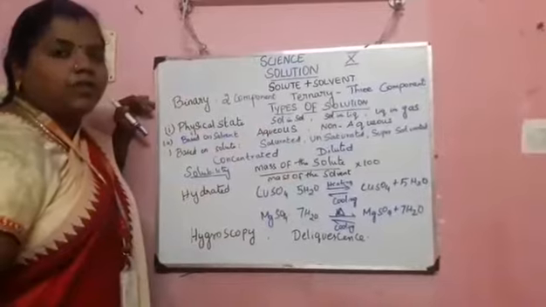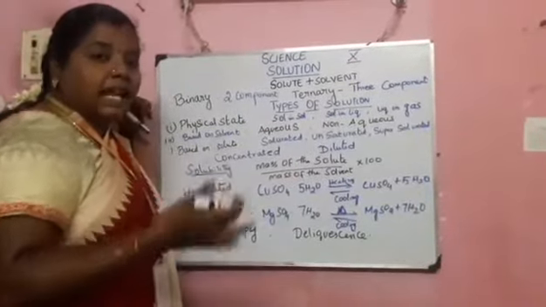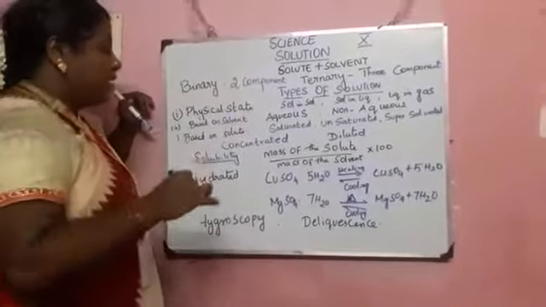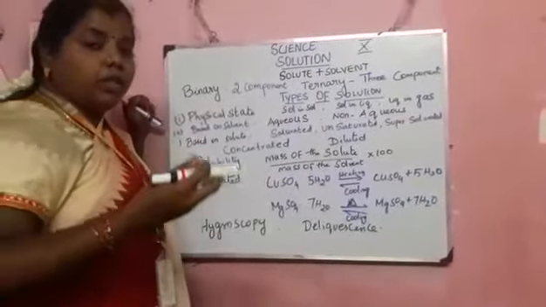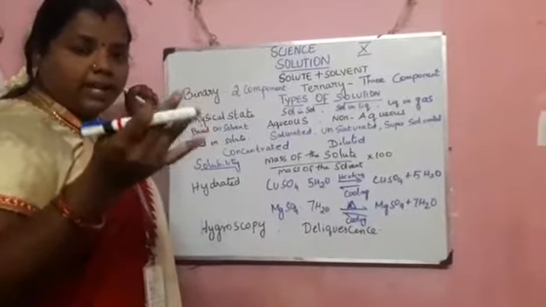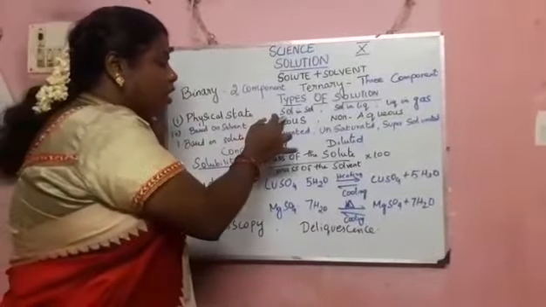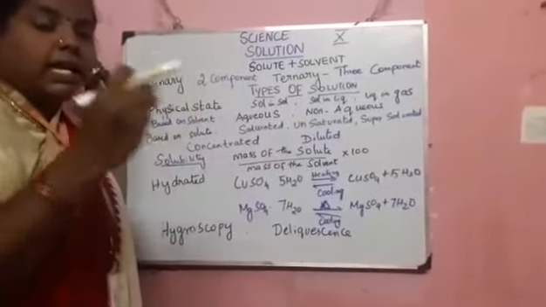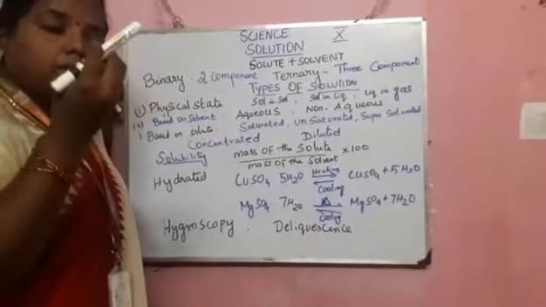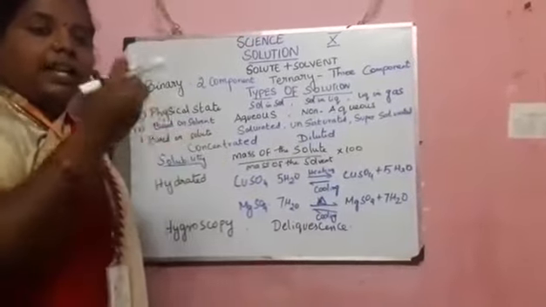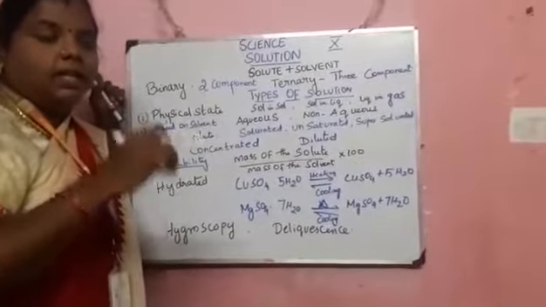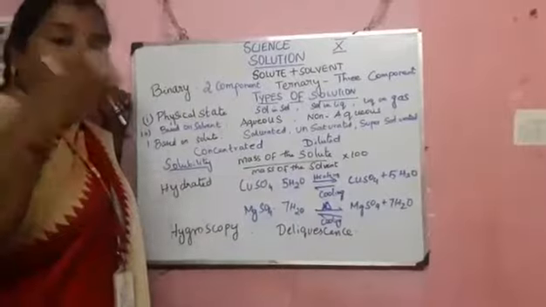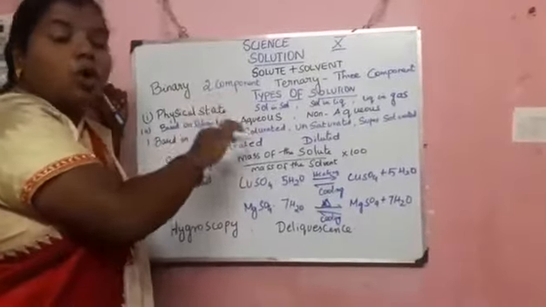Let's see the types of solution. The solution has been classified based on physical state, solvent, solute, etc. Let's see the physical state. Physical state means we know the three states of matter: solid, liquid and gases. So the first one is solid and solid. The combination of solid and solid is like the gold ornaments, which have been mixed with copper. Copper is also a solid, and gold is the solvent. And amalgam.